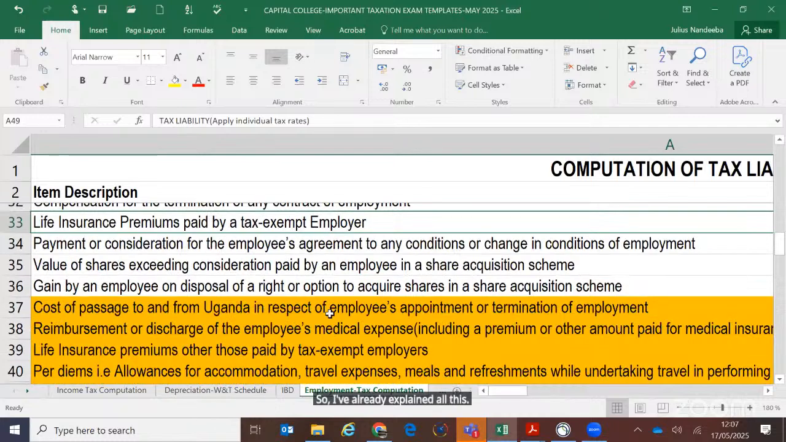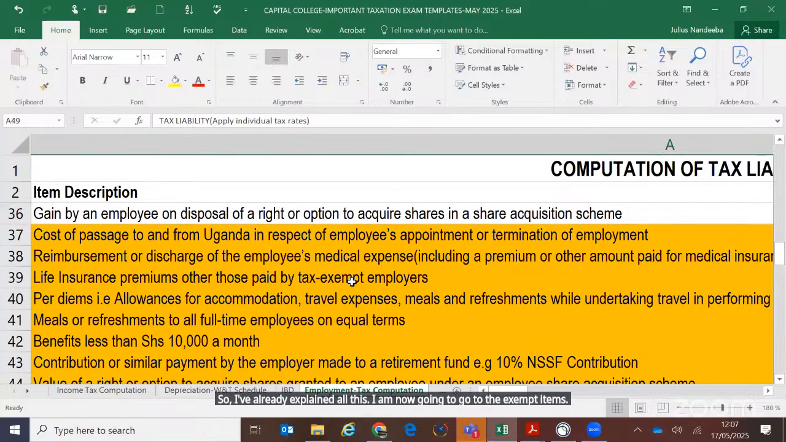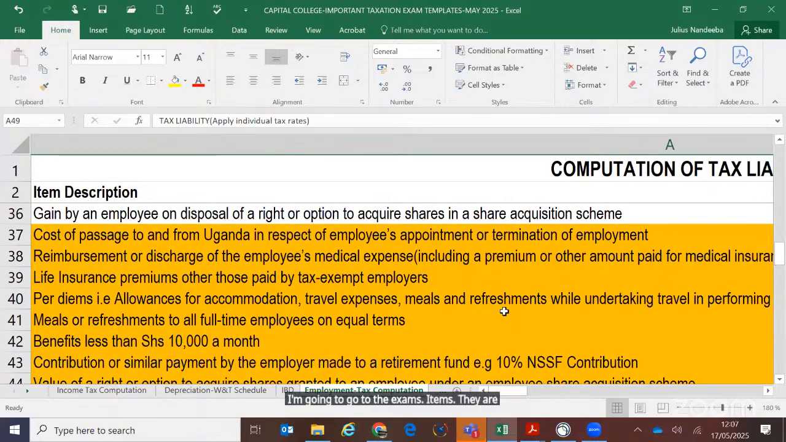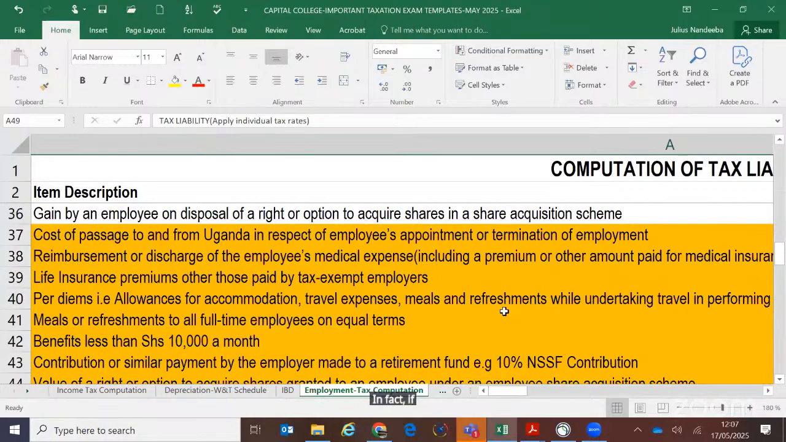I am now going to go to the exempt items. There are 8. If you can cram the 8, then you can be sure you get them right. In fact, if I were a student, I would cram the 8, and anything outside the 8, I tax it. And these things, when we say how many days are we talking about?